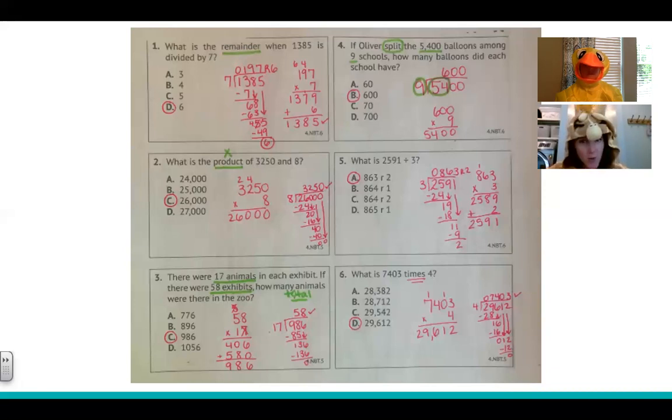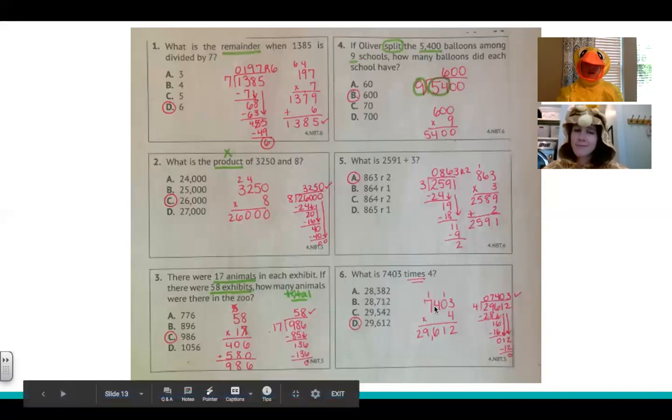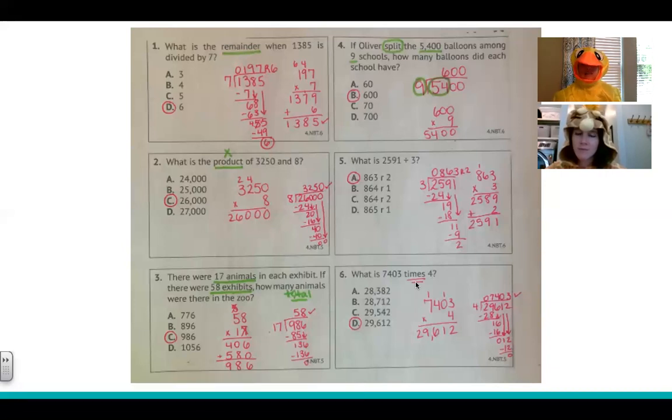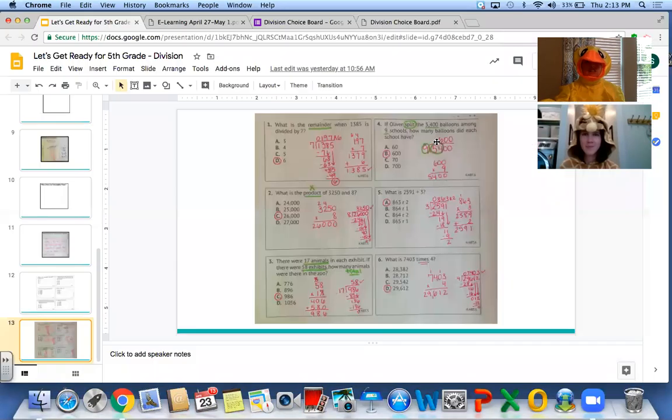Oh, but there's also some that are pretty close. So hopefully you looked at the numbers carefully and chose the right one. And then number 6 is another multiplication problem. It says times right here. So 7,403 times 4. I decided to use standard algorithm on this one and then check it with division. So again, pretty easy breezy. My answer is D, 29,612.